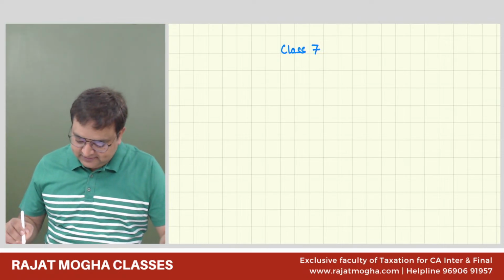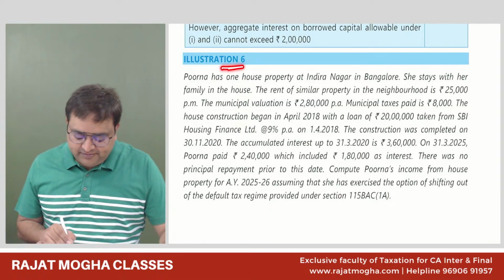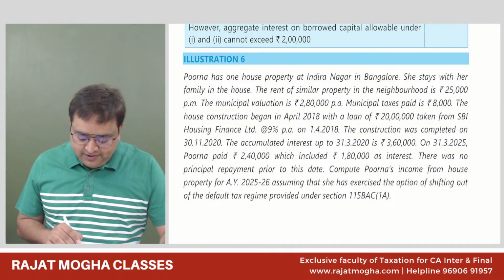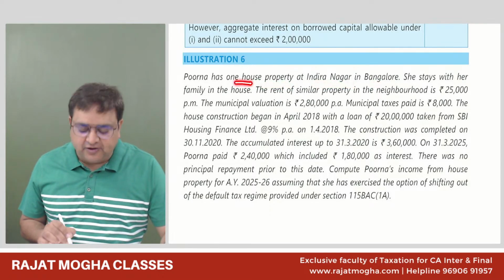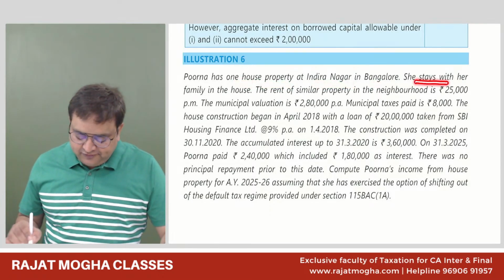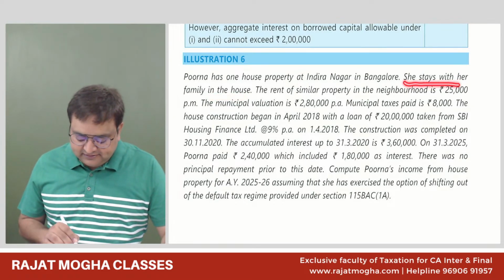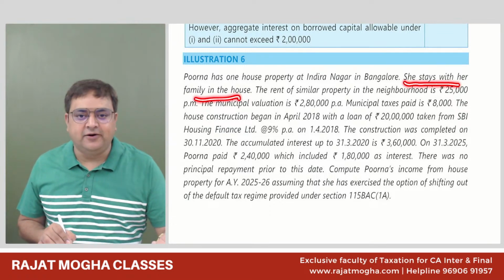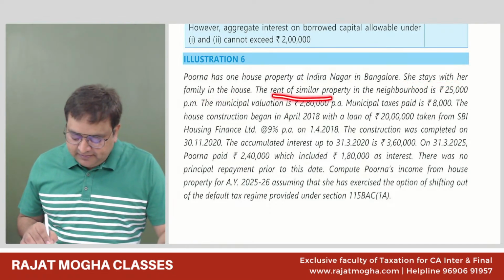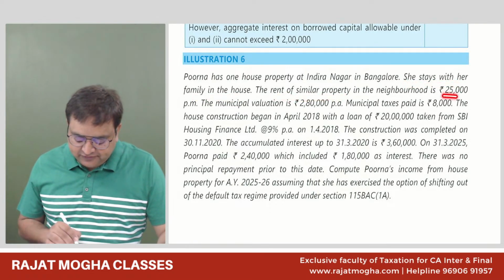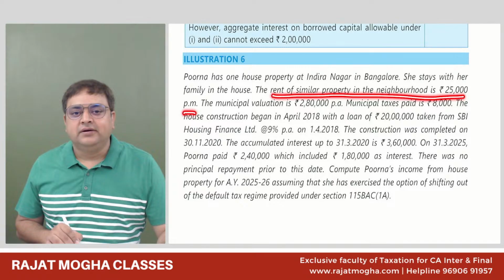So let us start with this. This says, illustration number 6. Look at the screen. Purna has one house property at Indira Nagar in Bangalore. She stays with her family in this house. So this statement is telling us that this house is a self-occupied house because she stays with her family in this house. The rent of similar property in the neighborhood is 25,000 per month. Guys, what is it? The rent of similar property in the neighborhood.